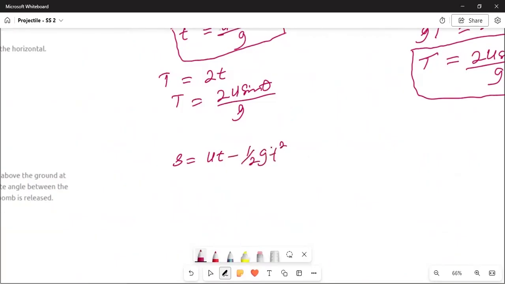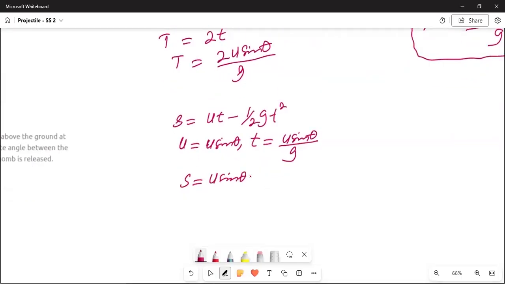But we're talking about maximum height. The object is going up. That's why it has to be minus here, because g is negative. So in this case, our initial velocity is u sine theta, while the time t is the time to reach maximum height, which is u sine theta over g. So substituting this into the equation, S will be u sine theta times u sine theta over g, minus half times g times t again, which is u sine theta over g, squared, because the t is squared there.